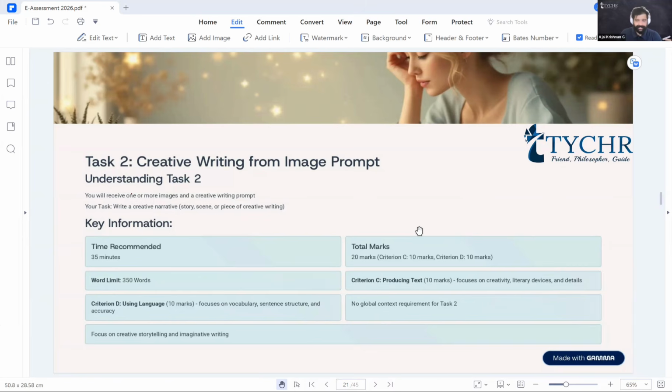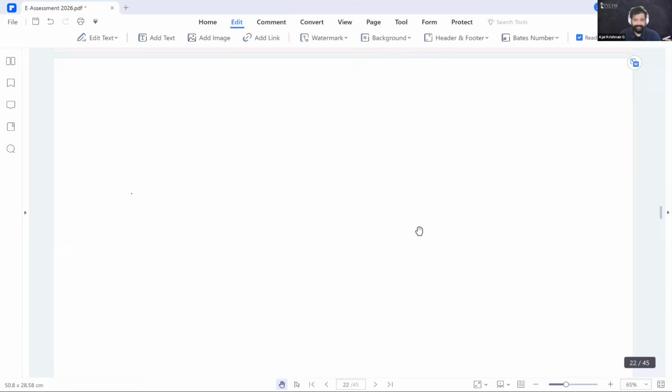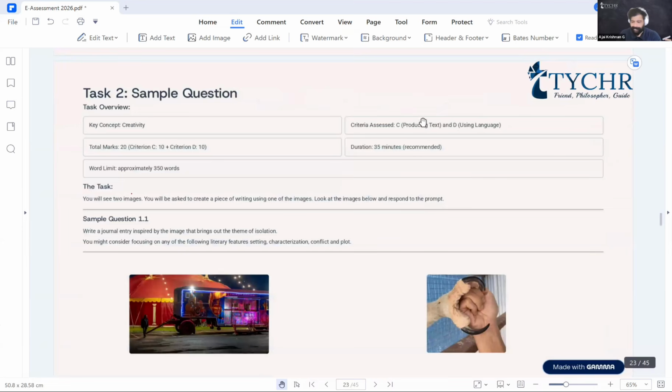And of course, you have two criteria, C and D. And of course, there is no global context required for task two, not even for task one. The exclusive use of global context is coming in task two, which I'll explain. But we will show you a sample question here. If you haven't practiced anything until now, this is how a sample question will look for task two.